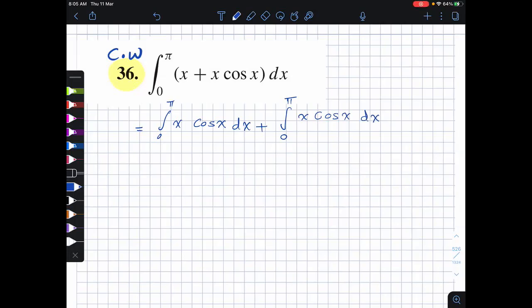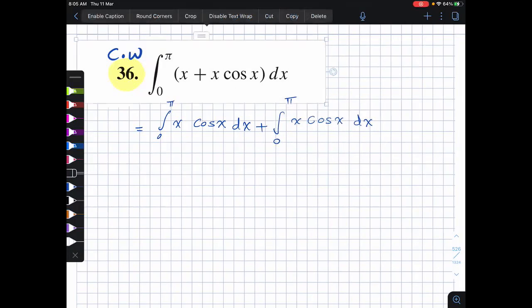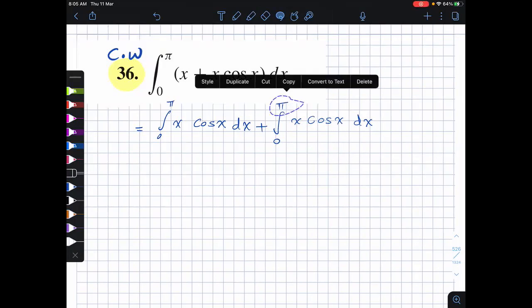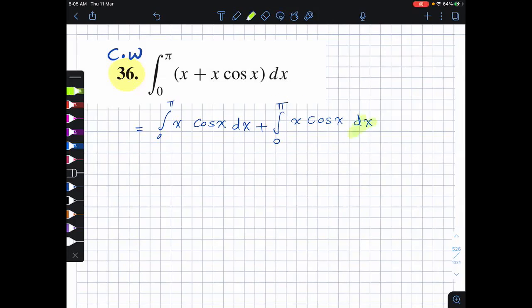Okay, the first part is so easy, so no need. The second part is also easy, but you have to integrate it by parts. So I will quickly name it I, and I will find the value of this I, which is the integral from 0 to pi of x cosine x dx, by letting the u and dv.